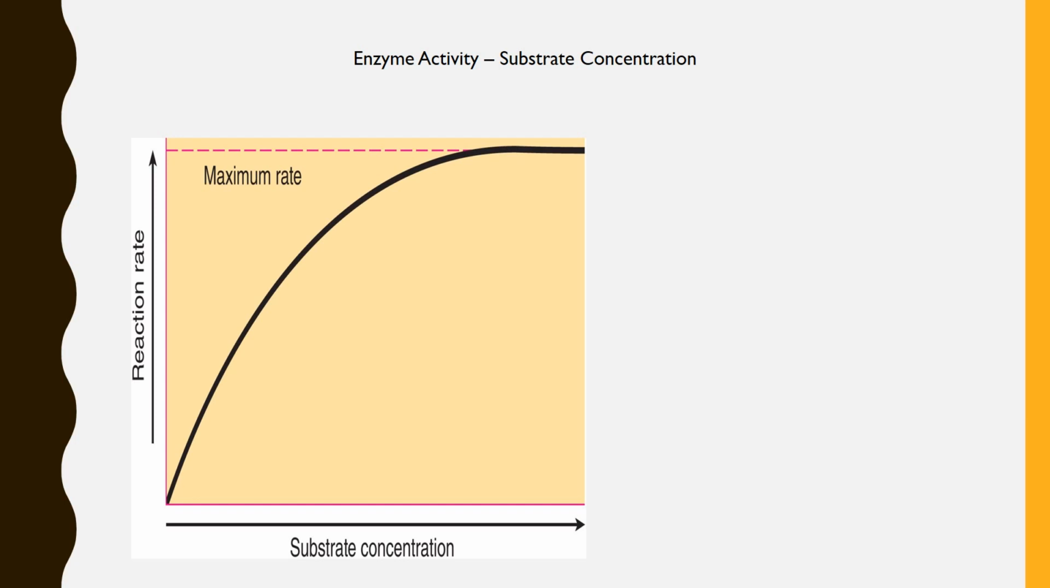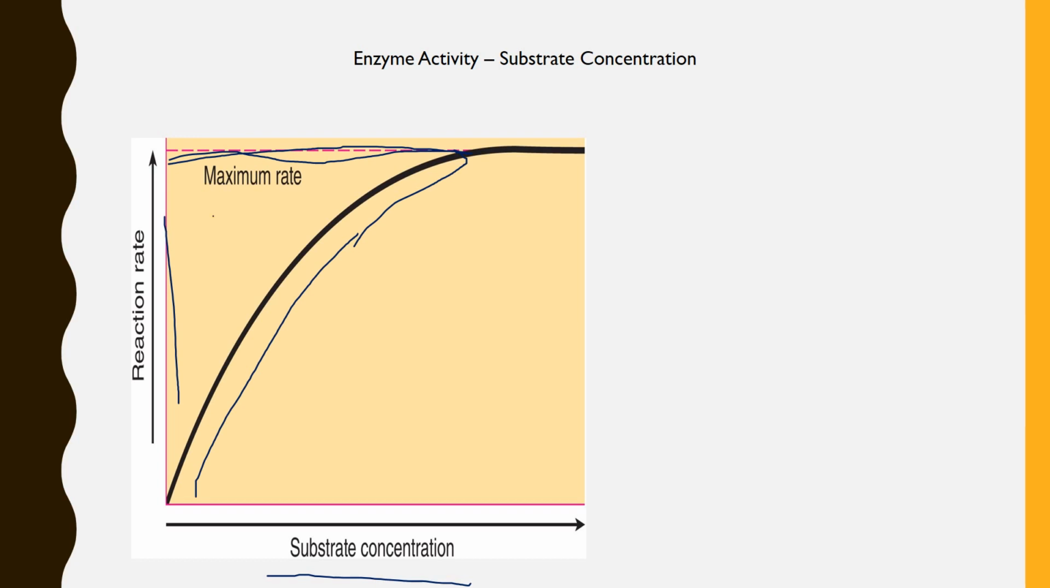Another factor to consider is the actual amount of substrate that is present, which will also affect the enzyme reaction. What we have here is, again, on the y-axis reaction rate, but now we have the substrate concentration. The rate of the reaction increases until the enzyme becomes saturated. This is termed as a maximum rate and also as saturation.